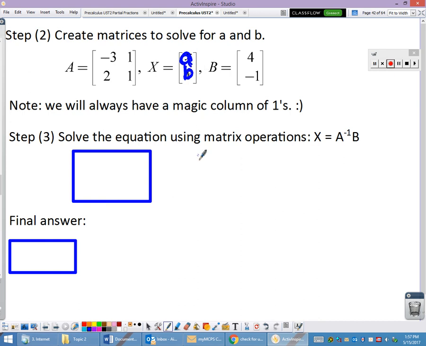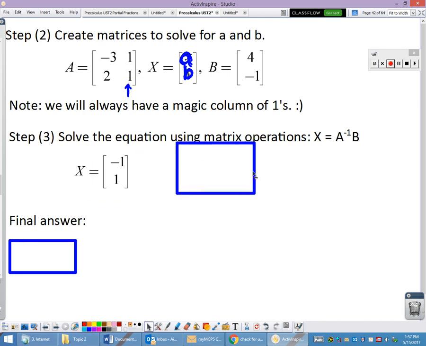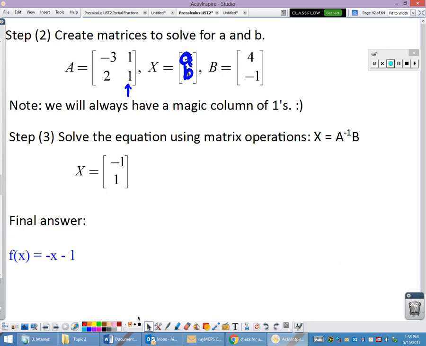Okay? Now, notice that little column of 1s that I have. That should look familiar from finding the area of triangles. I'm now going to solve my matrix using my operations, A inverse B. So I'm going to take the inverse of A times B like you've been doing. And then there's actually a little mistake here. This is actually -x plus 1.